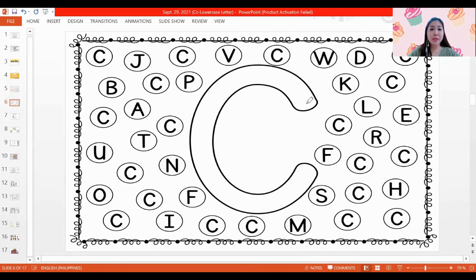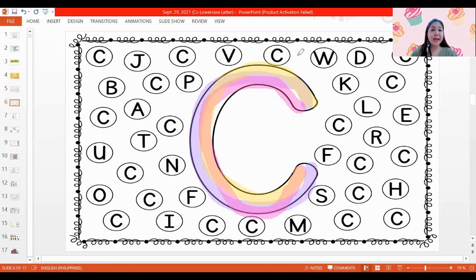So we are going to start at the top and we just make a big curve for our capital letter C. Let's do that again. Start at the top and we make a big curve. One more time. You can also get your whiteboards and your whiteboard markers so you can trace capital letter C with teacher. Start at the top and we make a big curve. Now we have capital letter C.